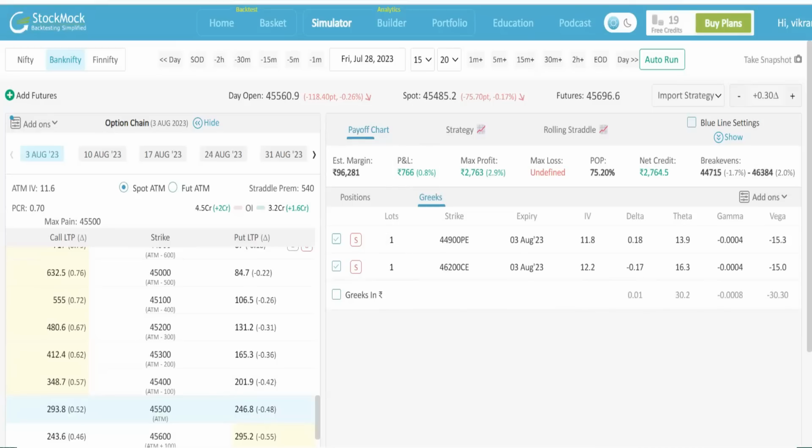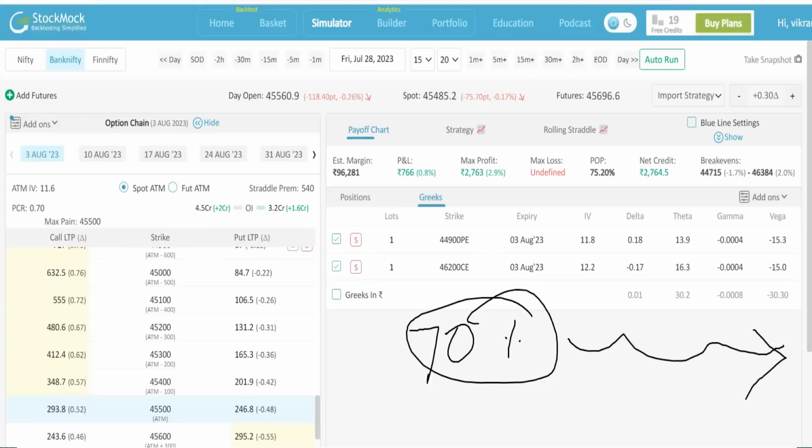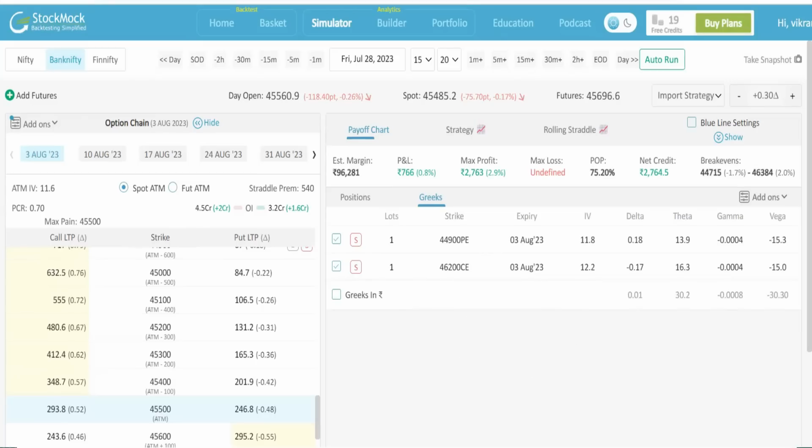Delta also did not give us much difference. So without doing any adjustment, the entire day we made good profit in strangle, 766 per lot, right? So that is what I was saying earlier. Short strangle has a better win rate. And why can strangle work most of the time? Because 70% of the time market stays sideways. So that is how strangle can work most of the time if you know how to do adjustment.